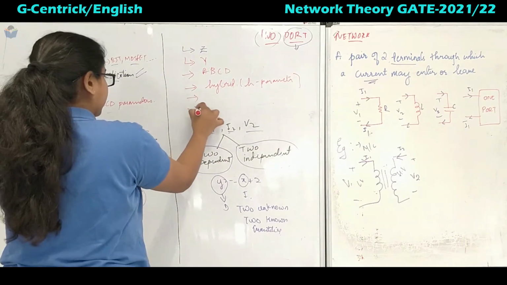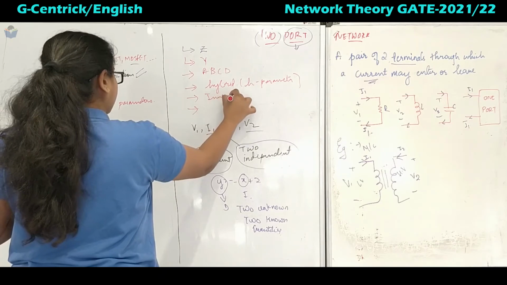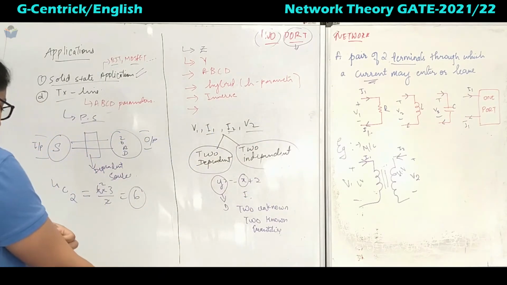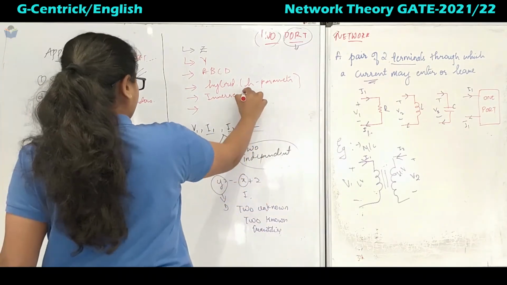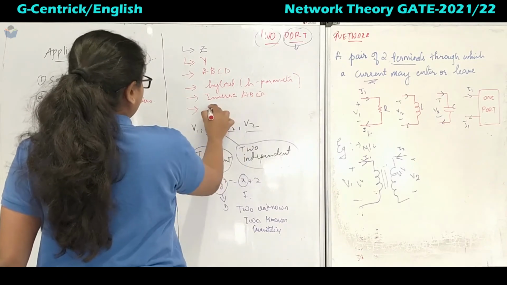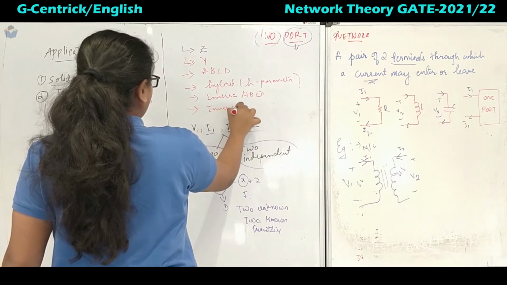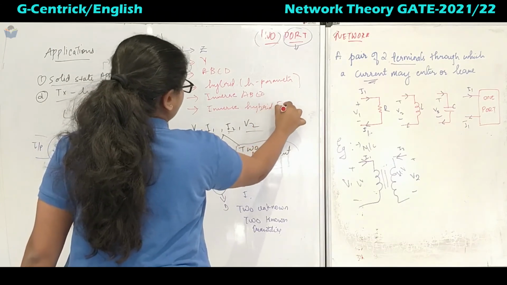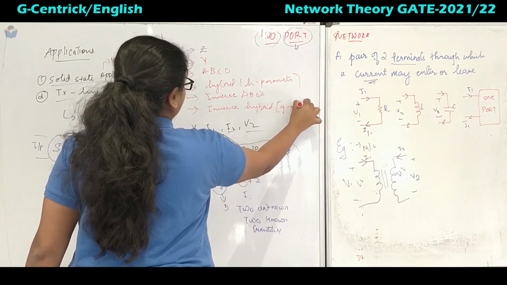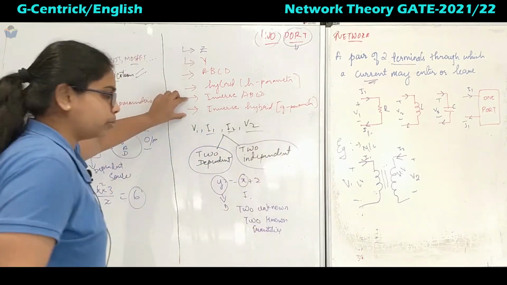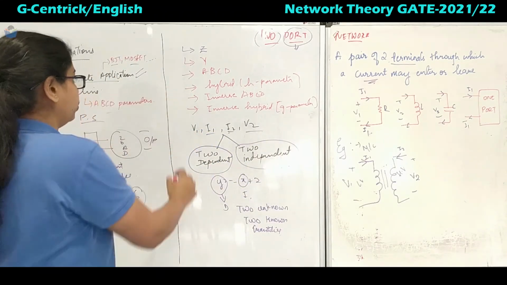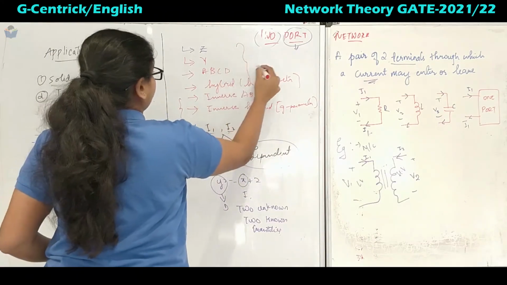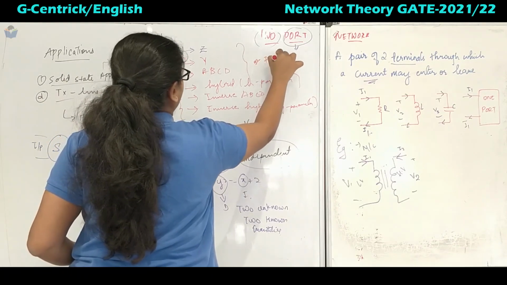The fifth and sixth are the inverse ABCD parameter and the inverse hybrid parameter, which is also called the G parameter. We will just go through these in brief and not in depth for these two. These 4 parameters are very important.